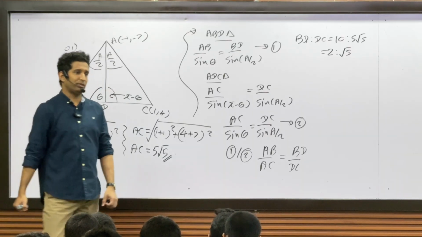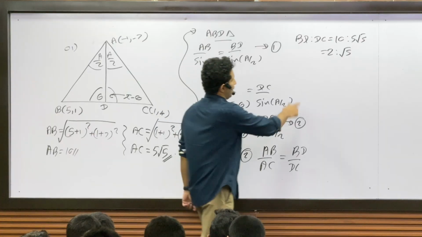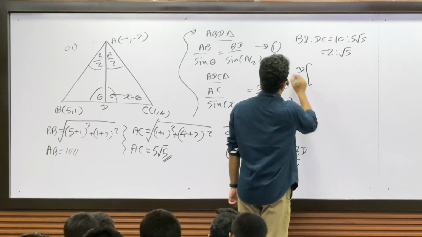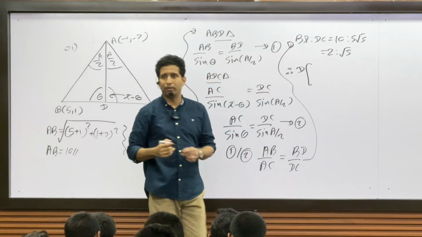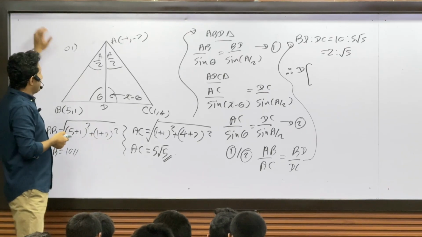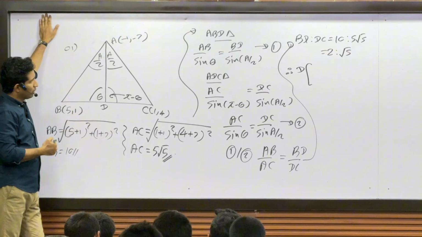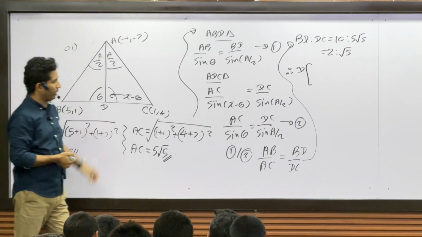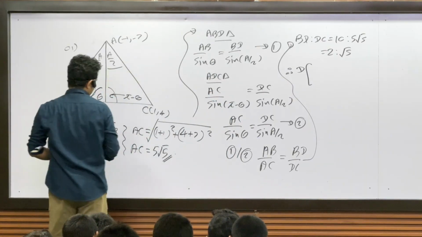Now since we know the ratio, you can find the coordinates of D. Now I'm trying to find the coordinates of D. Therefore D equals, right? Now the BD to DC ratio is 2 is to root 5. Then we can find D: 2 times 1. See? Now this is 2 is to root 5. That is 2 times 1.